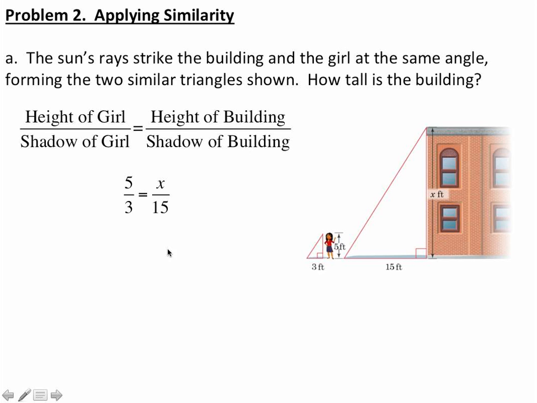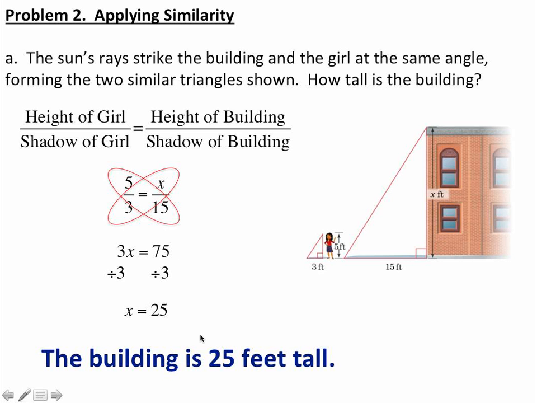Okay? Now it's just a proportion. Cross multiply that bad boy. Solve that up. 3x has to equal 75. Divide by 3, and x is 25. I knew that the building would be more than 15 because the girl's height is more than her shadow. The shadow of the building is 15, so the height had to be more than 15. That makes me feel good about my 25.